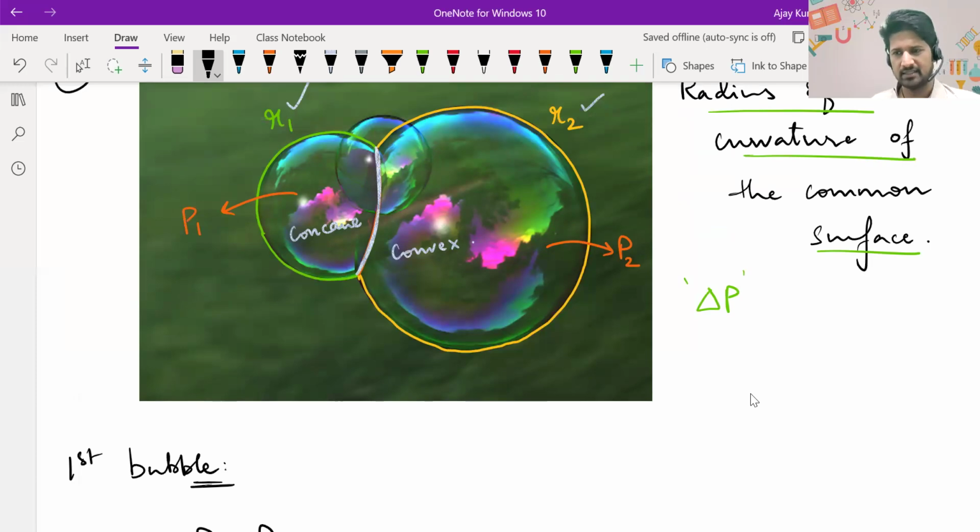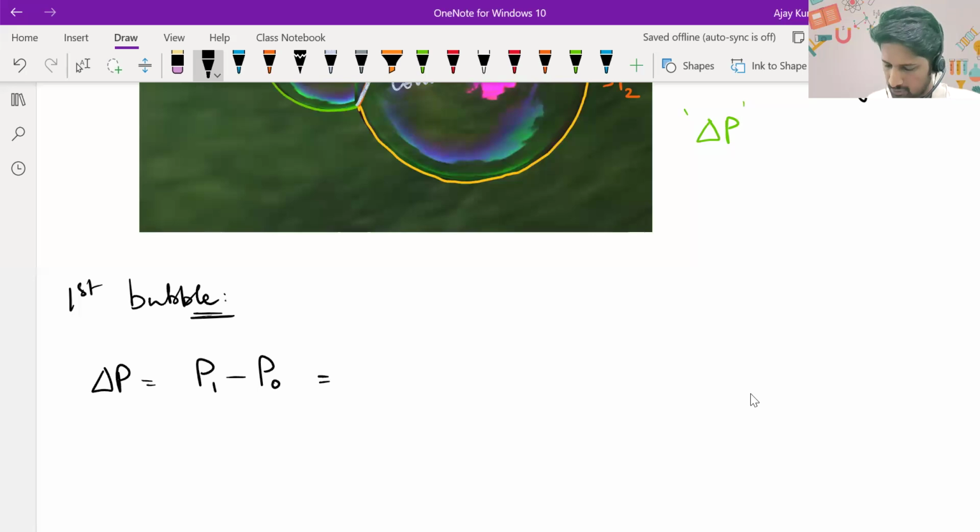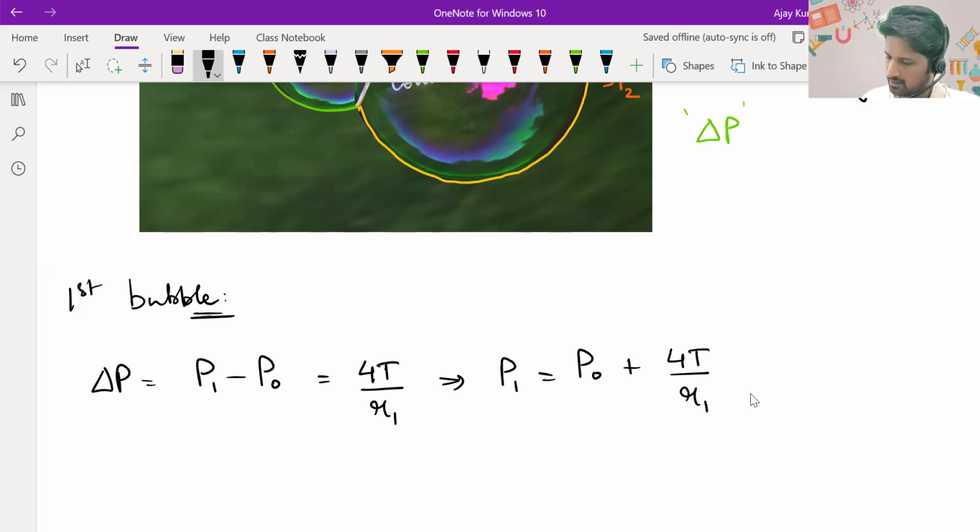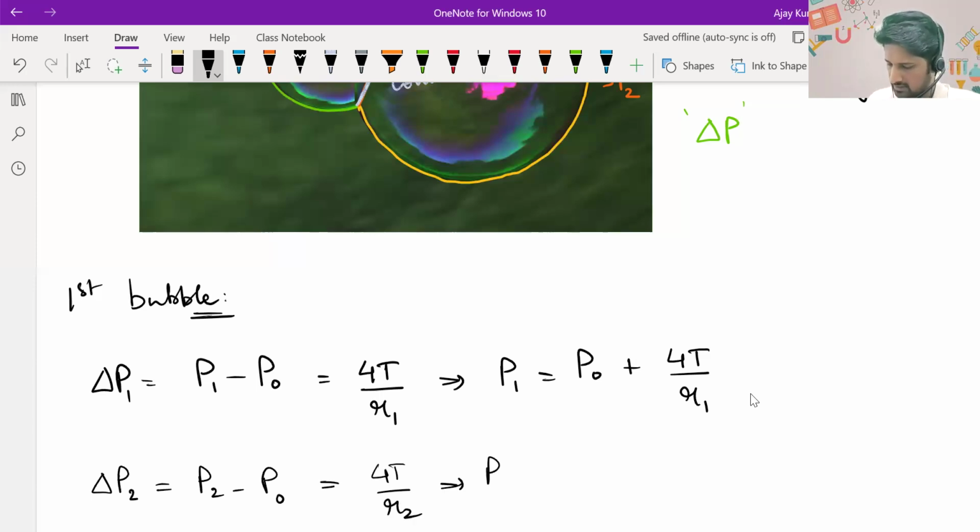And a bubble, as I said, has two surfaces. Outside it is exposed to air. Inside also there is air. So two surfaces. Therefore, the formula becomes 4T divided by R1. That's the radius of curvature of the first bubble. So you get P1, pressure inside the first bubble, is P naught plus 4T by R1. Similarly, excess pressure in the second bubble, which is P2 minus P naught, will be 4T divided by radius of the second bubble. So pressure inside the second bubble would be P naught plus 4T divided by R2.